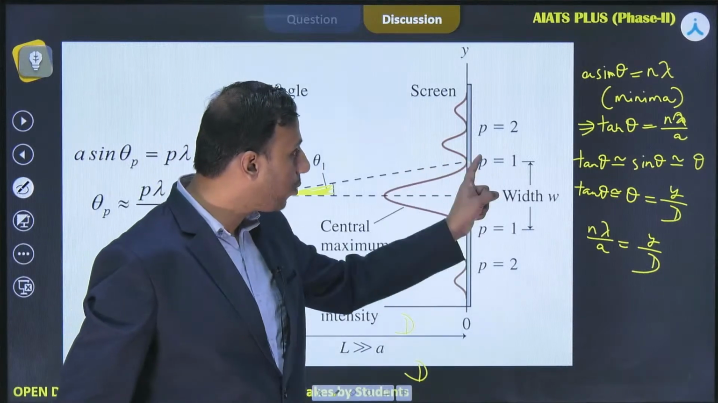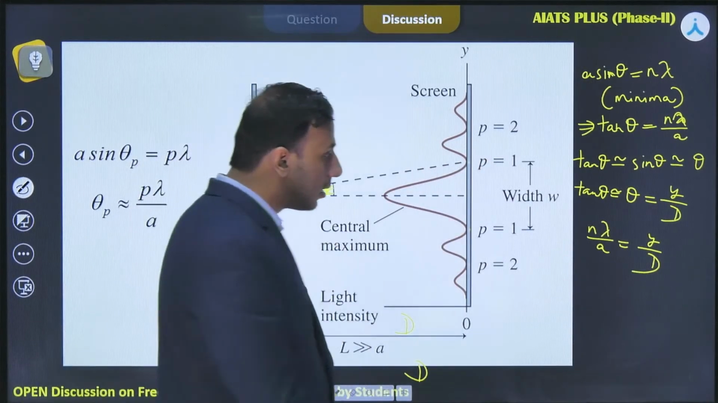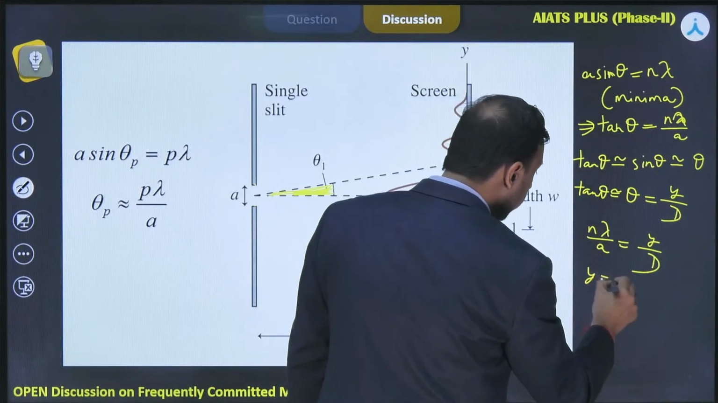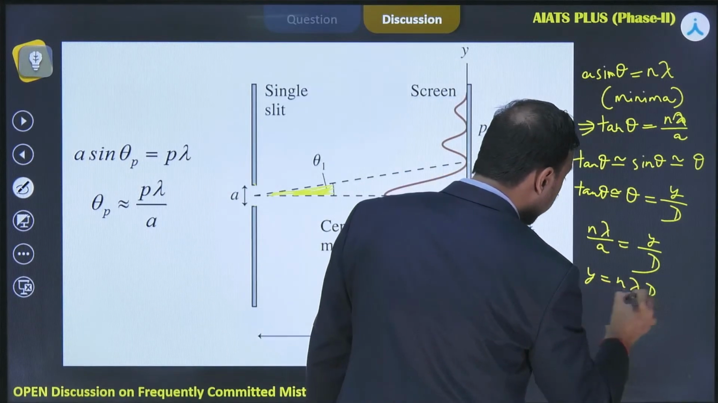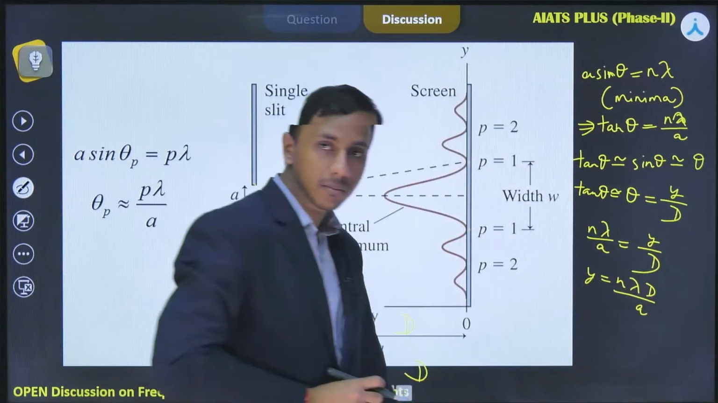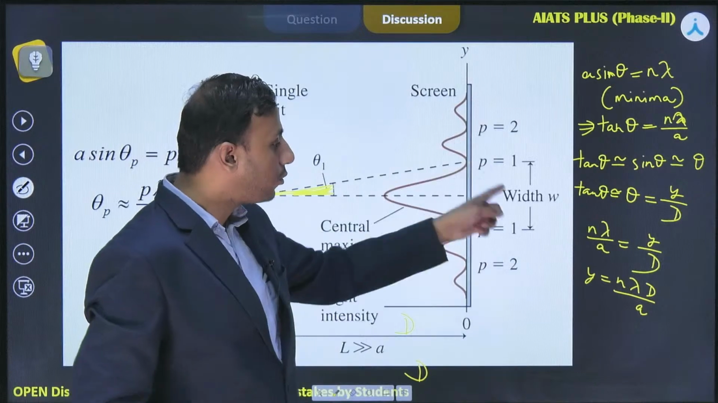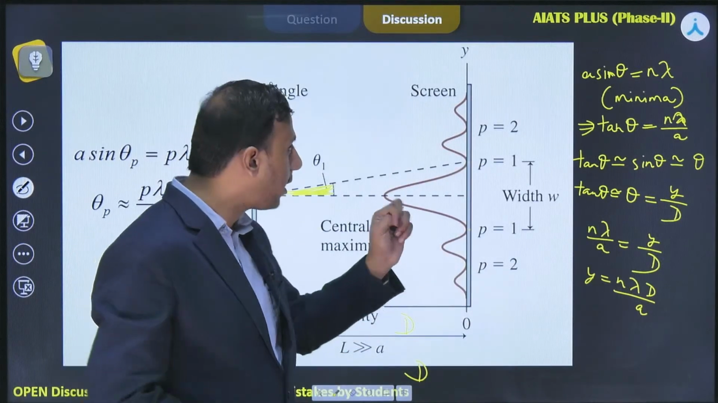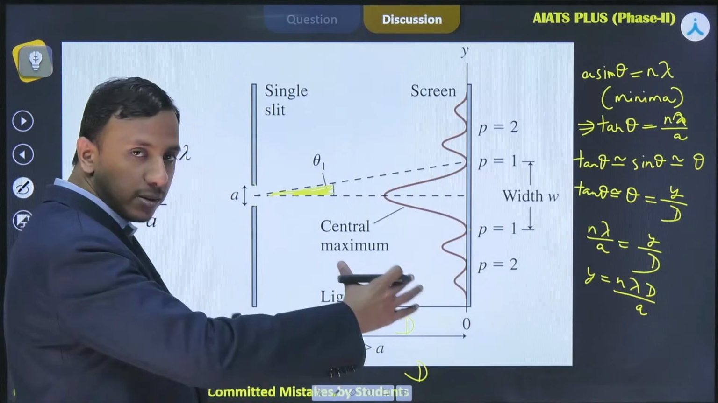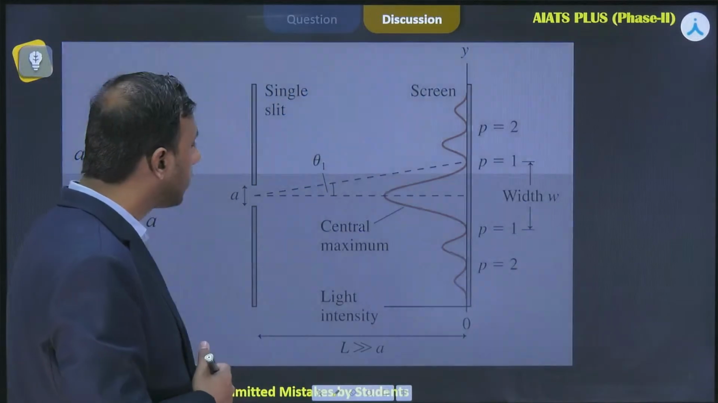So if you put n equal to 1, first minima, right? So what is y you are getting? Y you are getting as n lambda D by A, okay, for first minima. Second minima would be n equal to 2, so 2 lambda D by A. So like that you have to go, right? I am not discussing maxima, see why. Let's see the question, right?